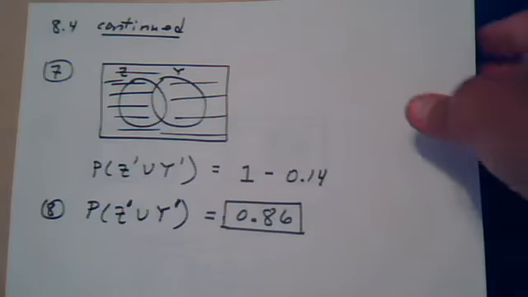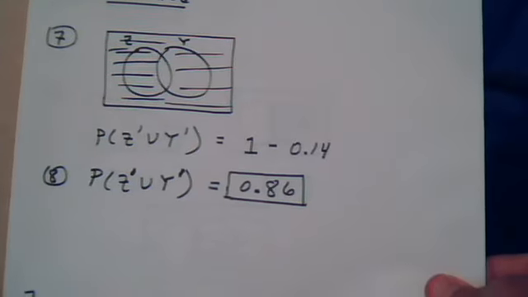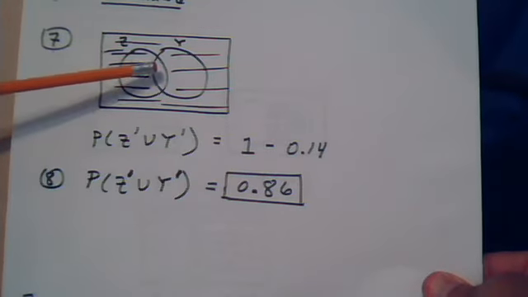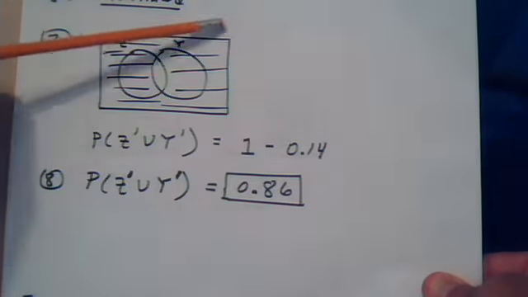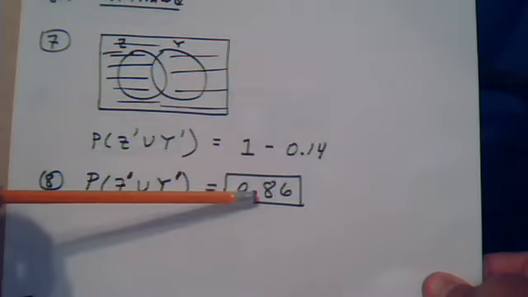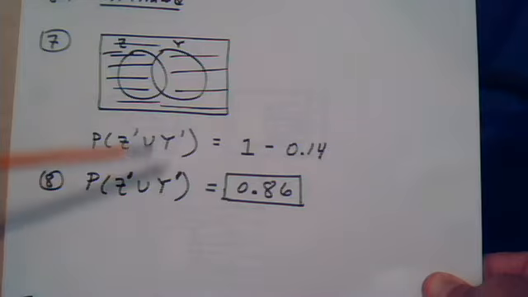Now that we know the intersection, we could finish answering the question. So we need everything shaded except the intersection. So it's 1, which is the universe, minus the intersection. And this, which represents the shaded region, is 0.86. That's the probability of the shaded region.